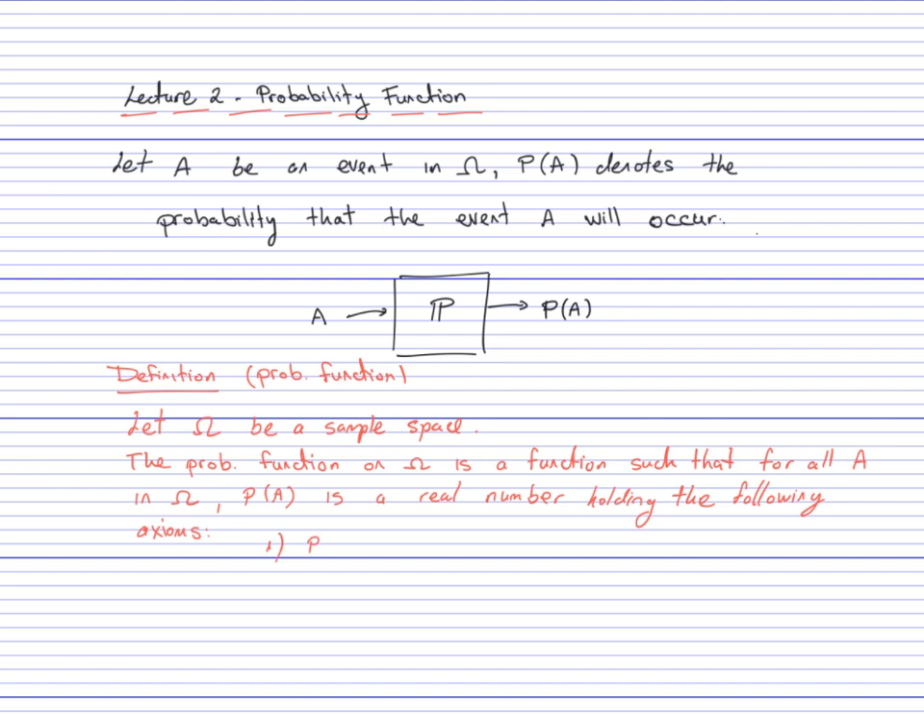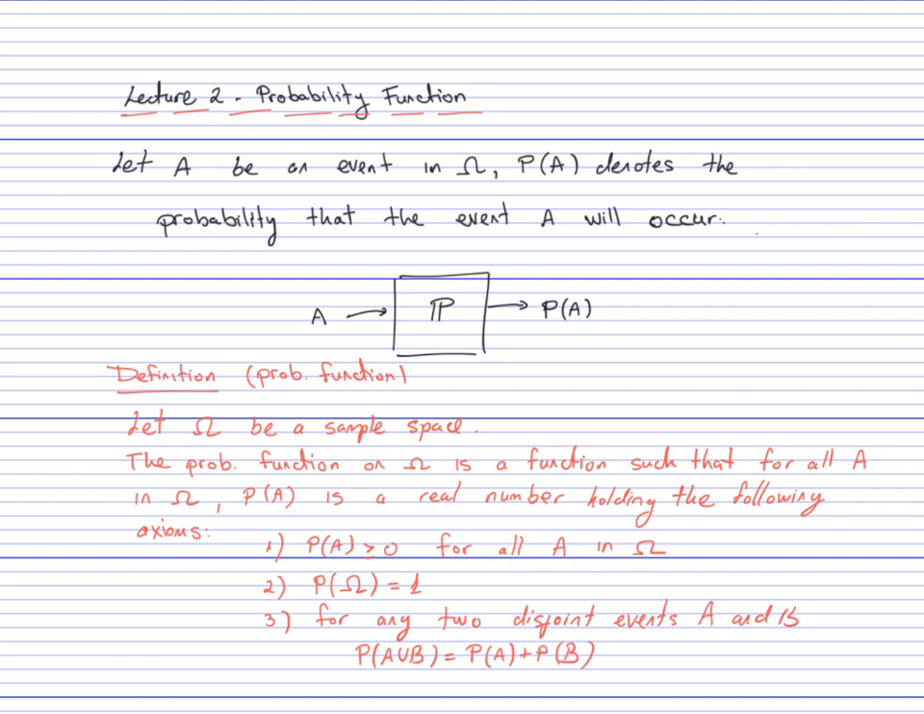First, the probability of A will always be non-negative, bigger than or equal to 0. Why do we say non-negative and not positive? Because it includes 0. So the probability of A is always non-negative for all events A in the sample space omega. The second axiom says that the probability of the sample space is always 1. The last one says that for any two disjoint events A and B, the probability of A union B equals the probability of A plus the probability of B. Basically, those are the three axioms.